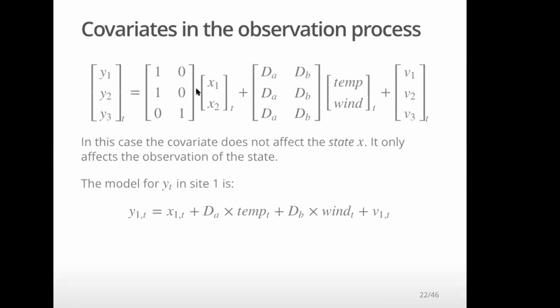So temperature and wind aren't affecting that underlying state. They're just affecting my observation of that underlying state. So then my observation looks like this. Here's the thing I'm trying to measure. And then here are the covariates that are explaining the difference between my observation and that underlying state.